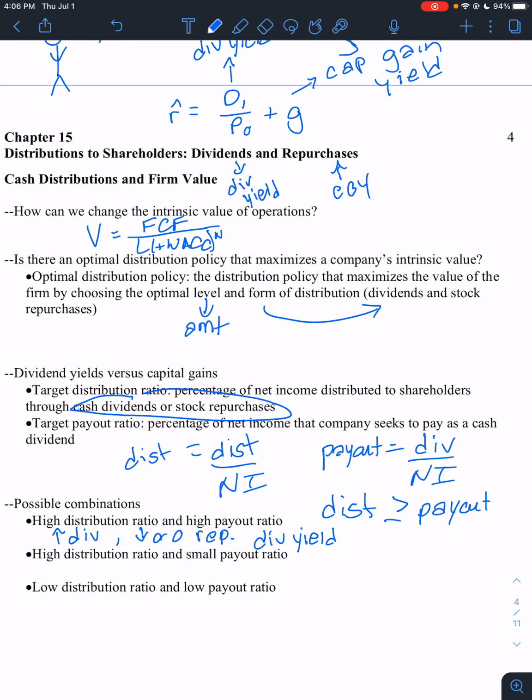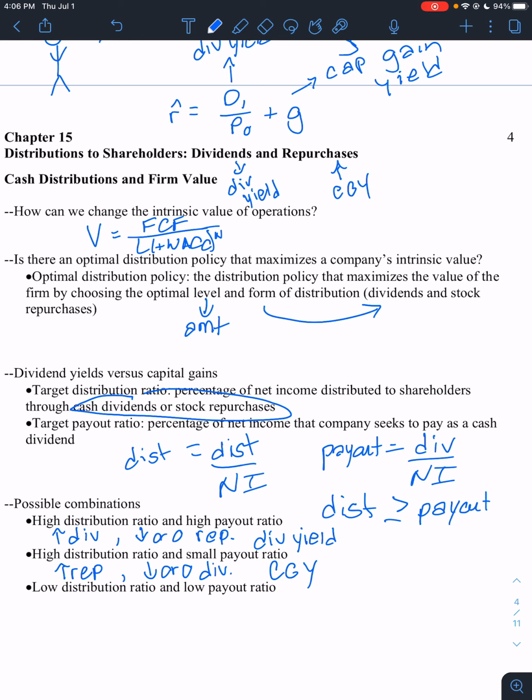Second combination here is we could have a high distribution and a small payout. So if we're not paying it out as dividends, but we're still distributing a lot, that means I have a high amount of repurchases. And I have low or no dividends. And there, most of my return should come as a capital gain yield.